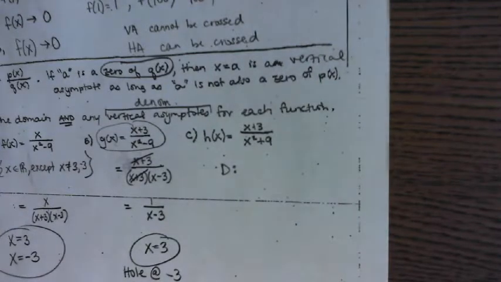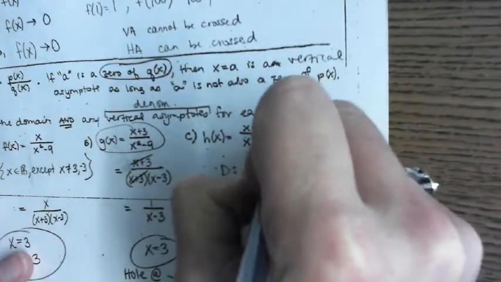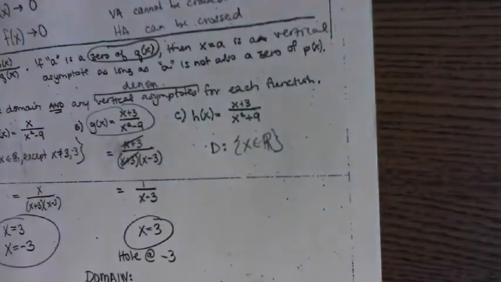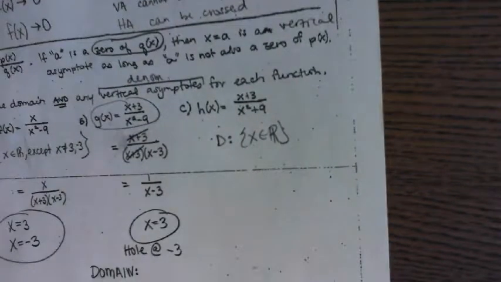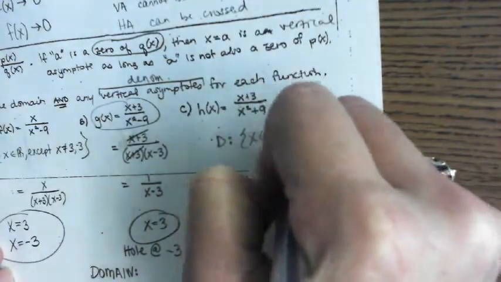If I do h of 3, I'll get something over 18. If I do h of negative 3, I'll get something over 18. That's fine. Right? Trick question, because it's all real numbers. There are no exceptions. And if there are no blocked out X values, then there's definitely no asymptotes, no vertical ones. Okay, so no vertical asymptotes.